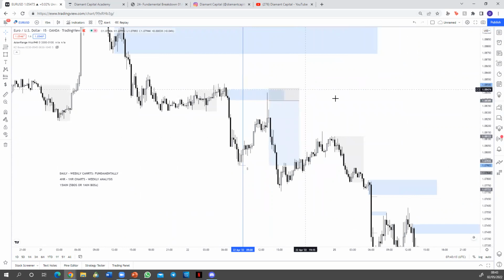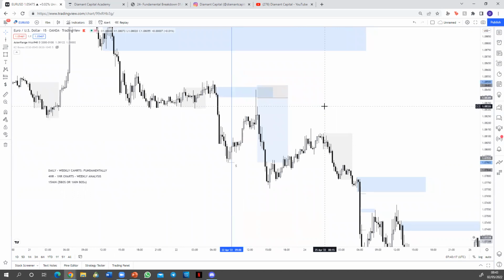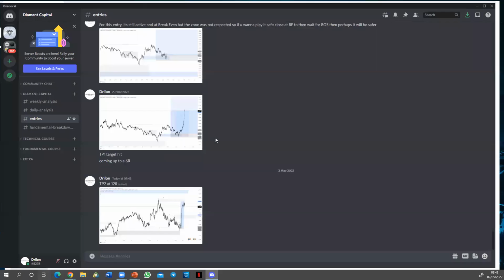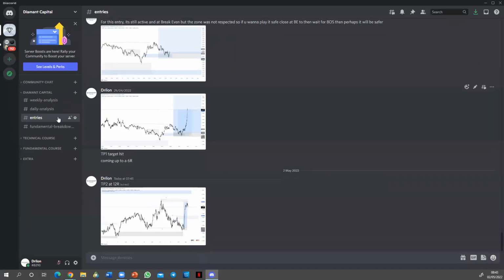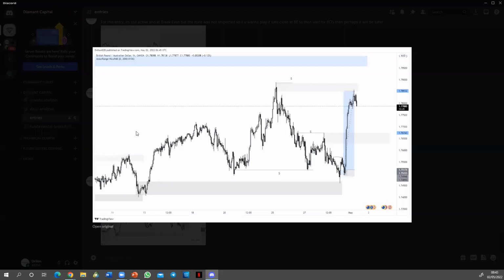At the time, I was looking at different charts. But yeah, pretty much all entries that I've had recently, just been sending it into the group. But yeah, it's that exact same logic that I used over here as well with GBP AUD.